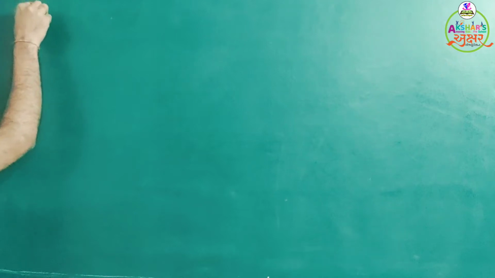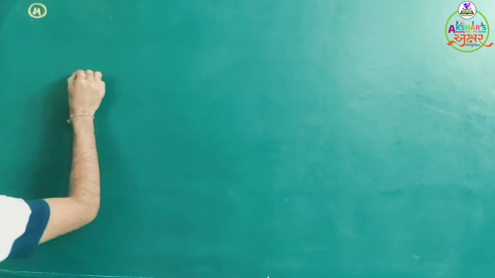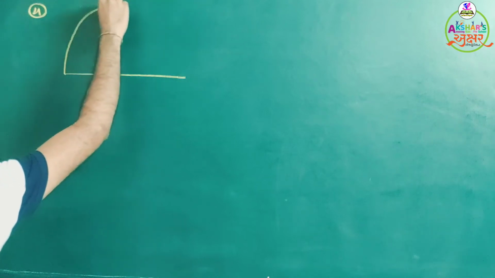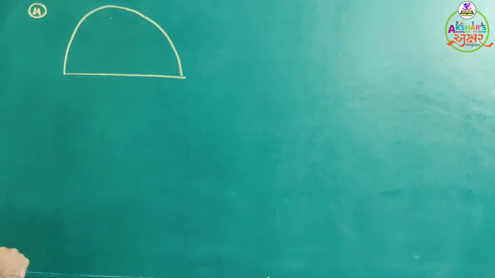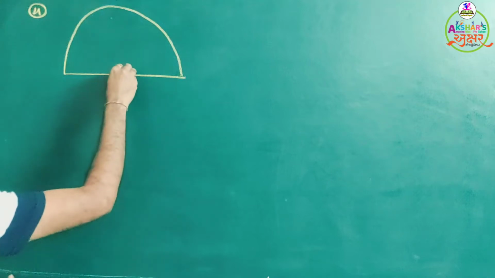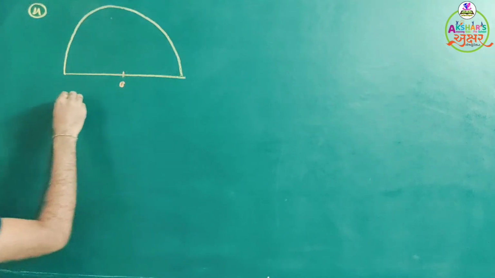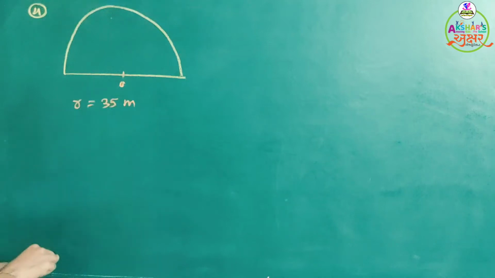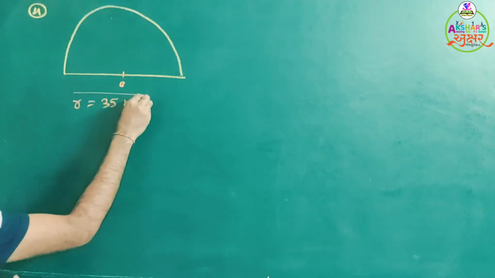Okay students, now next question, that is question number 4. Again it is related to semicircle. So here we are given one semicircular garden. This is one semicircular garden. The radius of this semicircular garden is 35 meter.